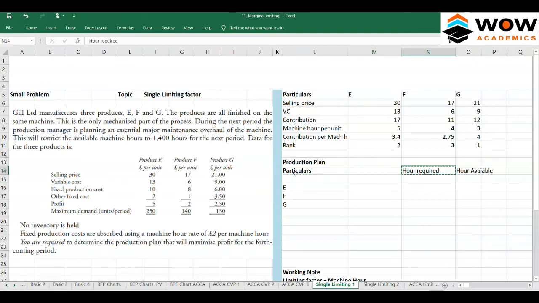So for hours required, we'll put it here. For E, we have to produce. They have not told how many units could be sold. No, they have given it here. You can sell E 250, then 140, and 130. But as per rank, only you have to put. As per rank, G becomes 1, E becomes 2, F becomes 3. So this is how you have to produce and sell. How many hours will it require?